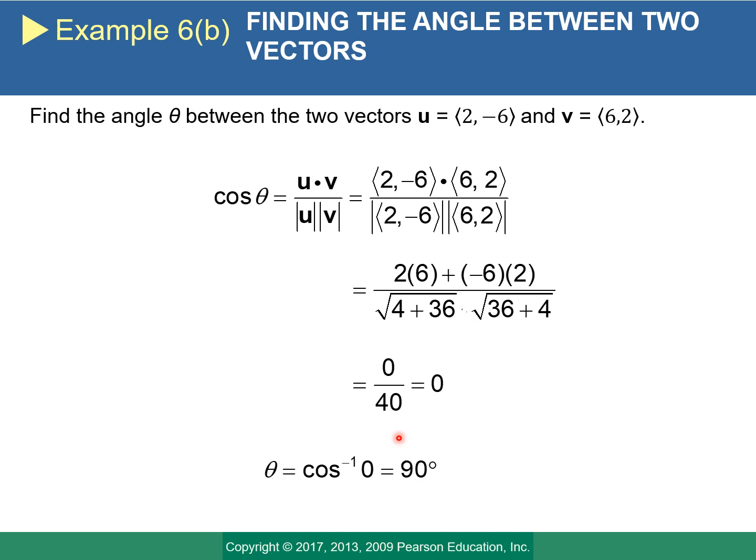And so still you need to do cosine inverse. Cosine inverse gives you theta. So cosine inverse of 0 is 90 degrees. So the angle between these two vectors is 90 degrees. And what's interesting is that when the angle between the vectors is 90 degrees, the dot product is 0.